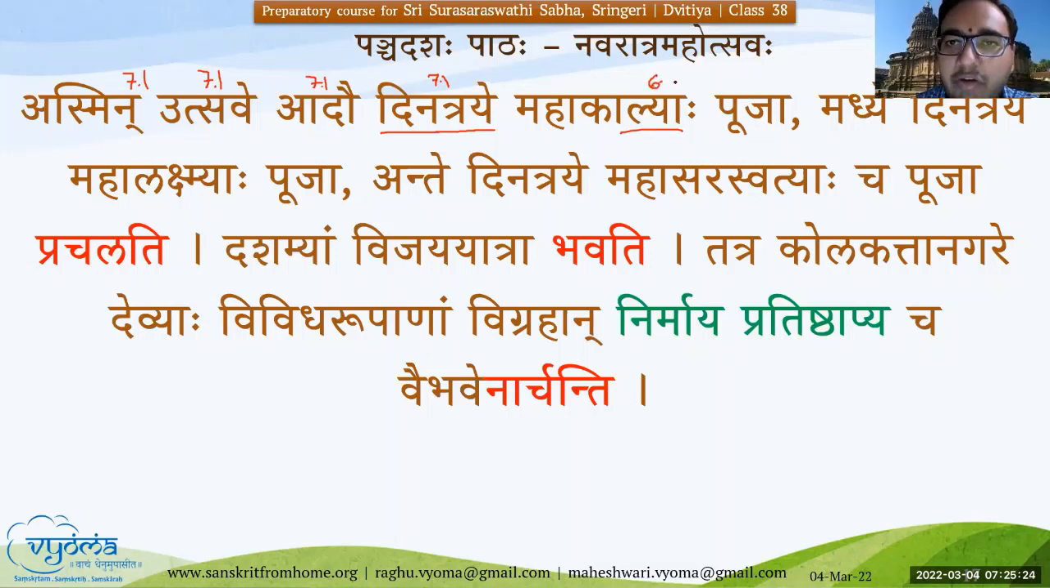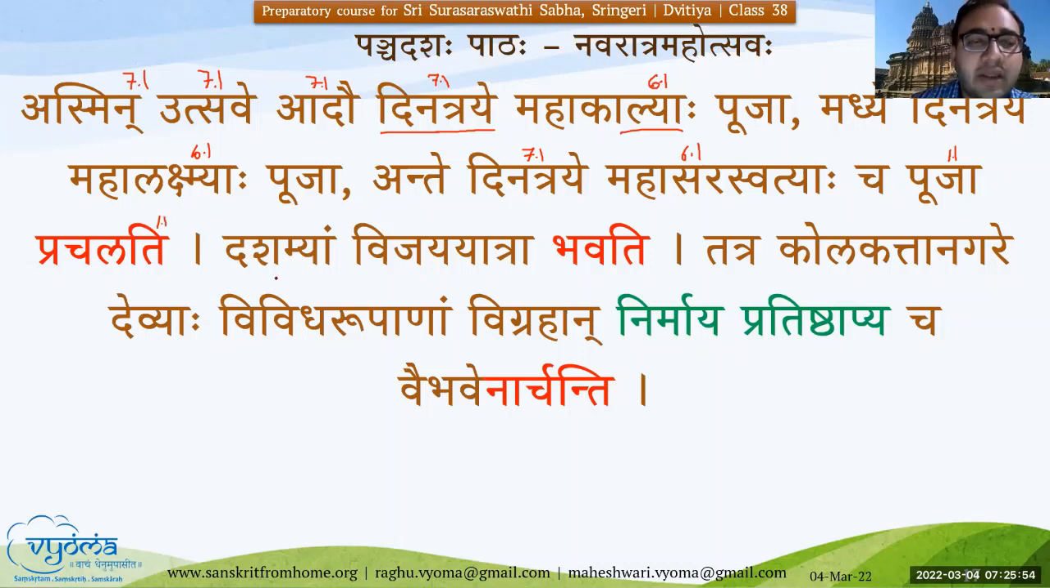Shashti Ekavachanam: Kali, Lakshmi and Saraswati. All these three are ikaranta shabdas, in Shashti Bhakti Ekavachanam, and this also. Similarly, Dinatraye, Madhye, Ante, all these are in Saptami Bhakti Ekavachanam. Puja Prachalati: Puja is Prathama Bhakti Ekavachanam, and Prachalati is Pra upasarga sahita chaladhatu prathama purusha ekavachanam.